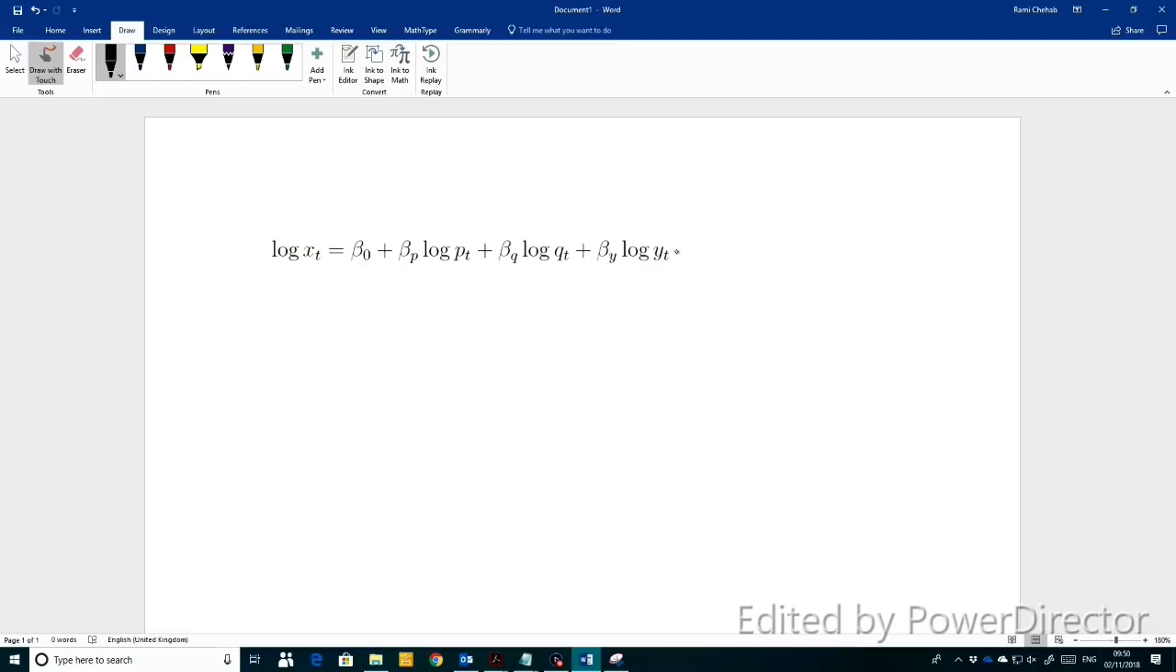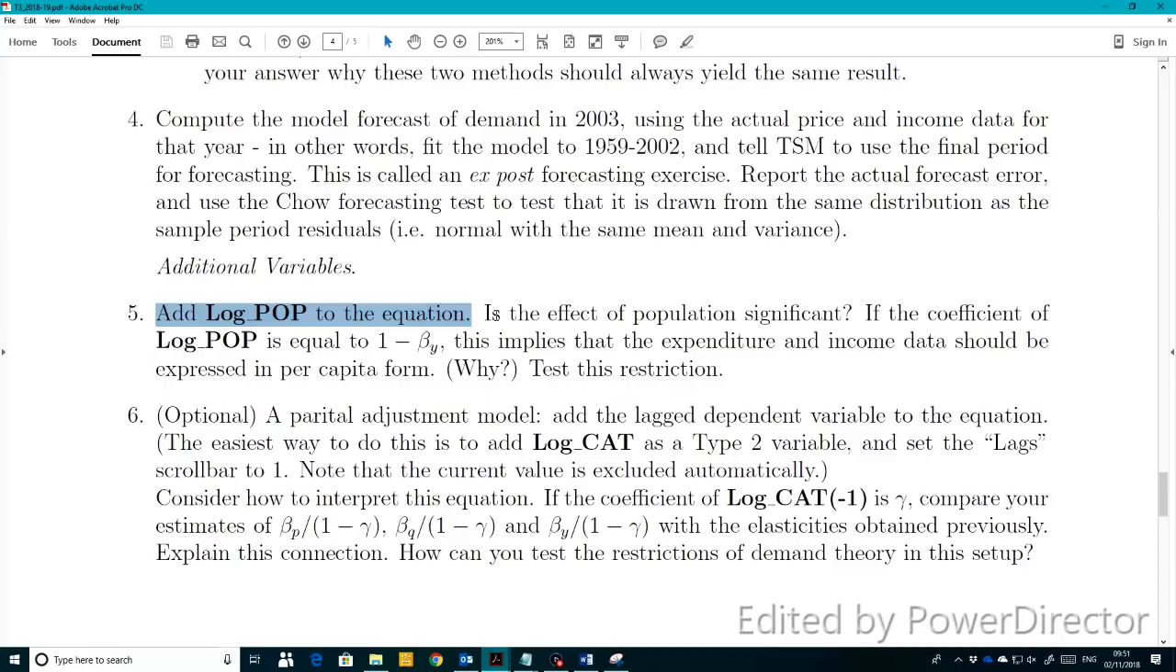So let's say we add plus beta z log of z, where z stands for population. I'm going to choose another color. This z over here stands for pop in your question. And the question was asking: is the effect of the population significant?